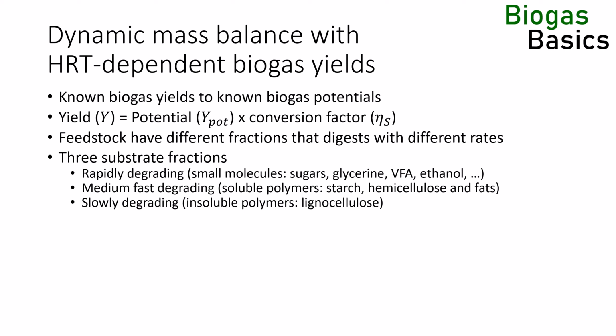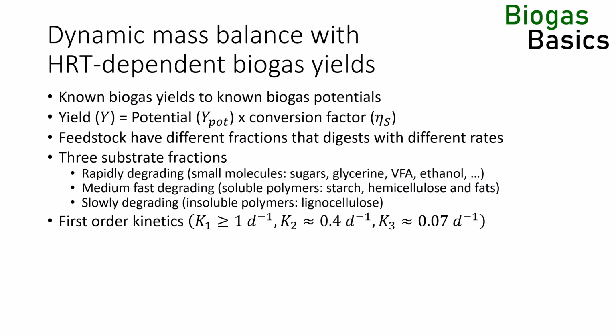I have a whole mini-series about the growth of microorganisms, where I discuss different kinetics and when to use them. In this presentation, I will only use first-order kinetics, which are the most relevant when the hydrolysis kinetics are the limiting step of the biogas process. We allocate a first-order kinetic constant to each of the 3 fractions, typically 1 day^-1 or higher for the rapidly degradable fraction, 0.4 day^-1 for the medium-fast degradable fraction, and 0.07 day^-1 for the slowly degradable fraction.